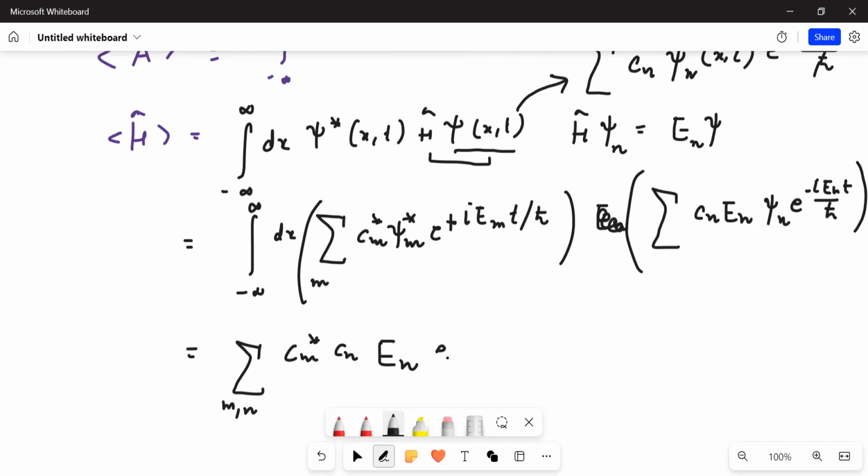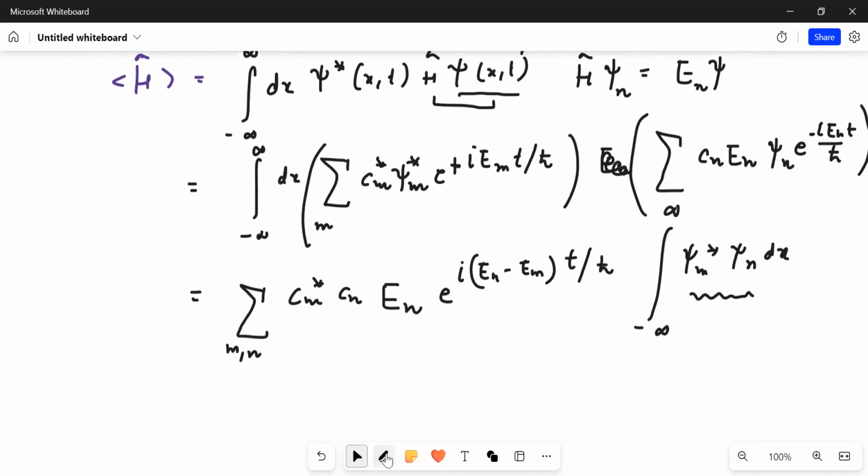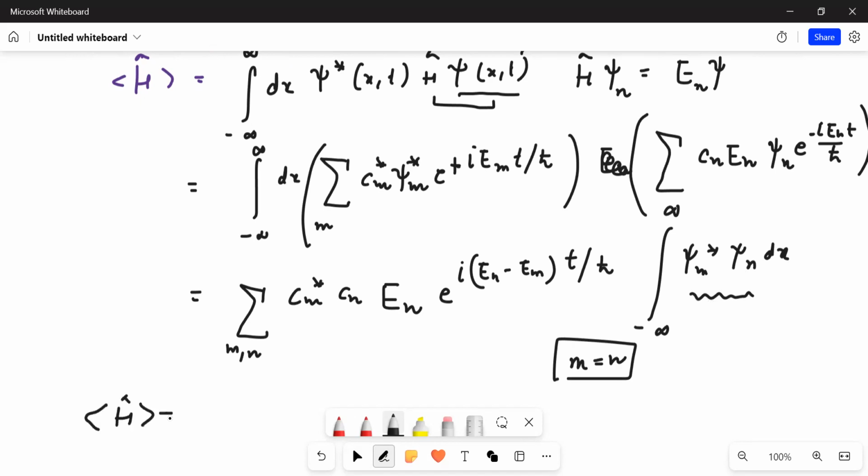All these are time dependent factors, I can also take them common out. So this is e to the power minus i (En minus Em) t upon h cap, and then I have this integration minus infinity to plus infinity psi m star psi n dx. This will render me a non-zero solution only if m is equal to n, otherwise it will be 0. So if m is equal to n, then the expectation value of h cap would be simply cm mod whole square times En, because if m is equal to n, then this exponent becomes 0, e to the power 0 is 1, and this is how.